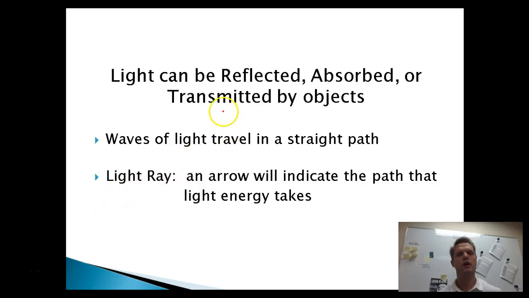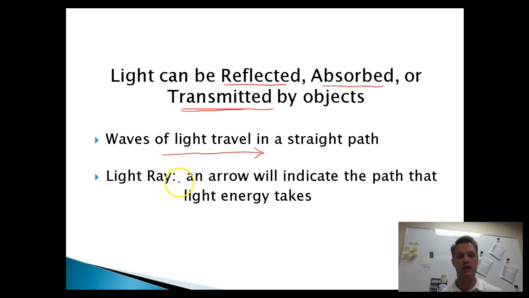In this video, we're going to talk about how light can be reflected, how it can be absorbed, or how it can be transmitted by objects. The first thing that we need to know about light, we already learned, it's a wave. But that wave travels in a straight path. So it doesn't turn corners or change directions, it goes straight.